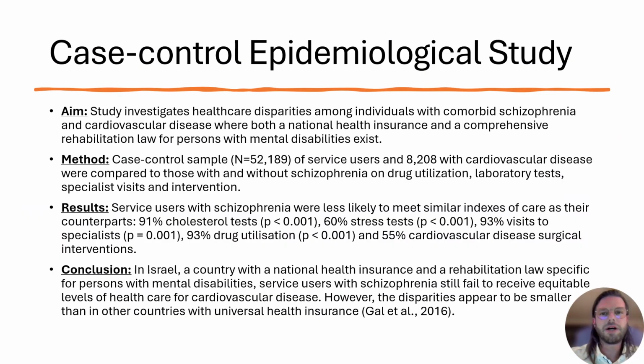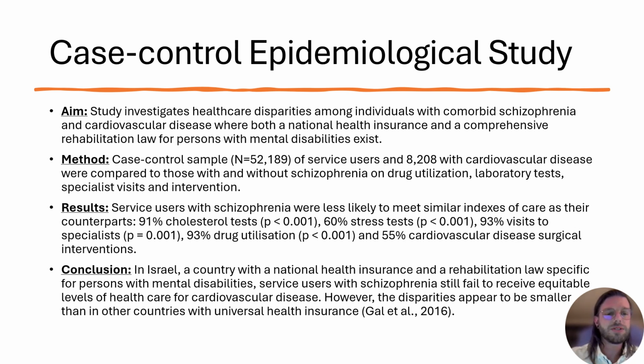The first epidemiological study that we'll go over is for case control, and the study investigates healthcare disparities amongst individuals with comorbid schizophrenia and cardiovascular disease, where both national health insurance and a comprehensive rehabilitation law for persons with mental disabilities exist. This case control sample had over 52,000 participants of service users, and of those 52,000, over 8,000 with cardiovascular disease were compared to those with and without schizophrenia on drug utilization, laboratory tests, specialized visits, and intervention.